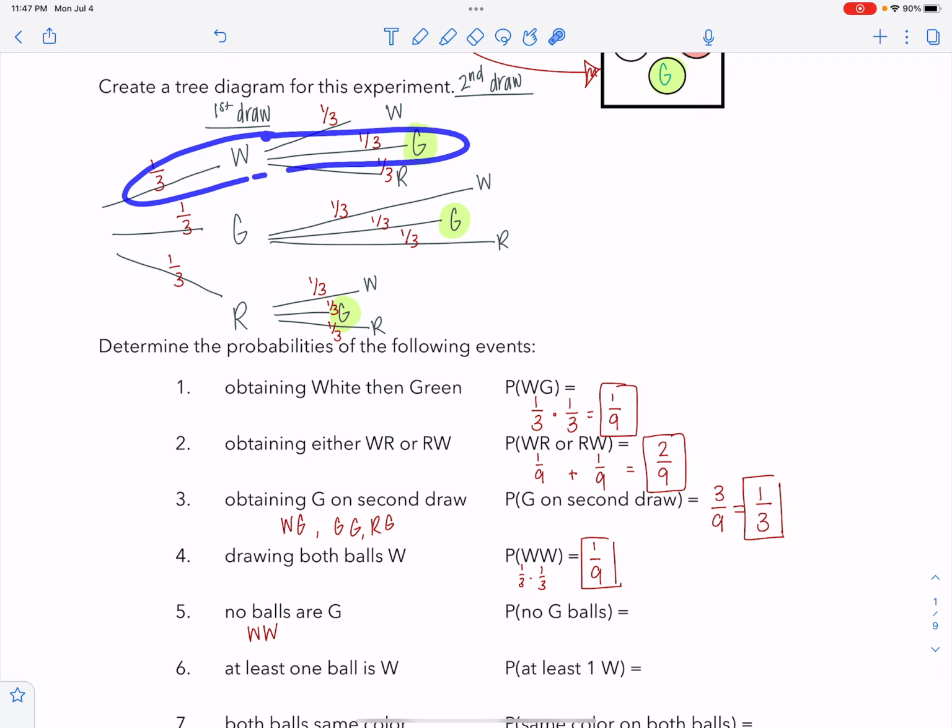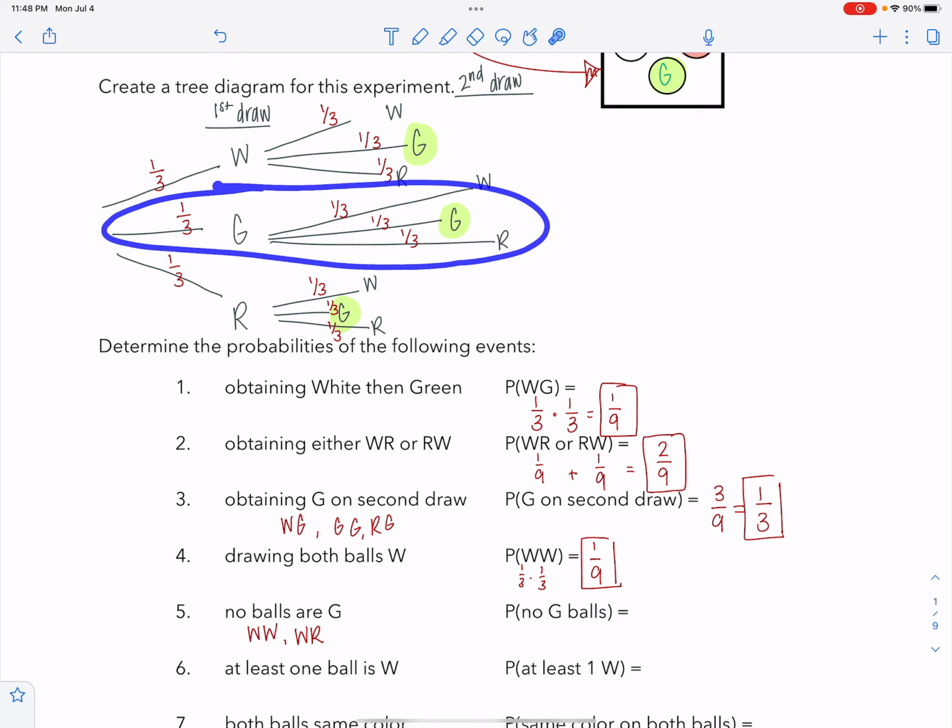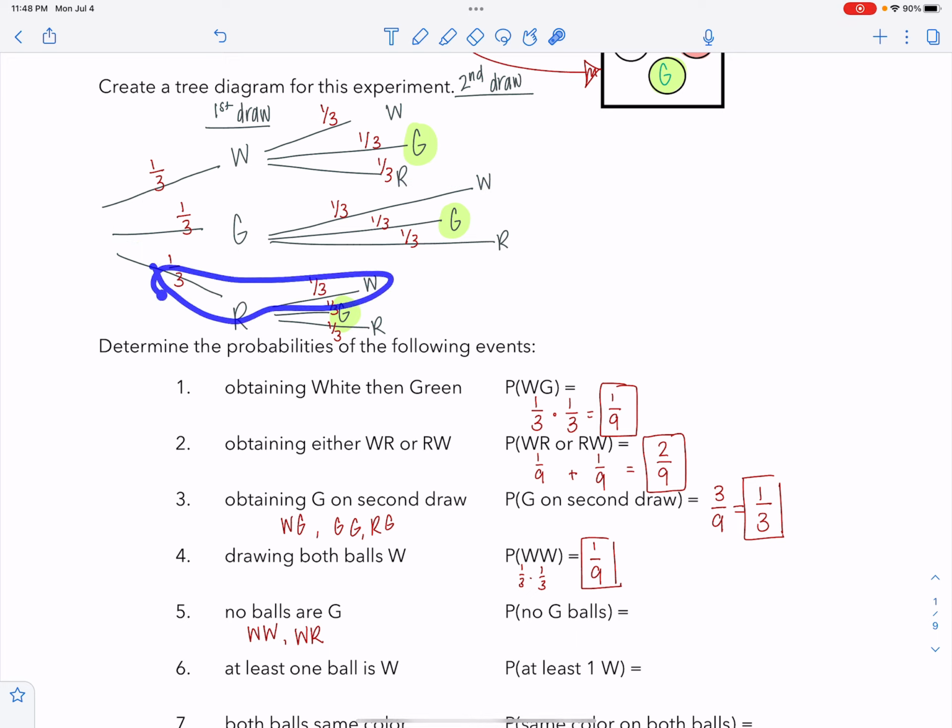I couldn't do white, green, the next one, because that would involve a green ball. But I could do white, red. I couldn't do any of these because that involves at least 1 green ball. I could do red, white, and then red, red. And so that would be 4 out of the total of 9.